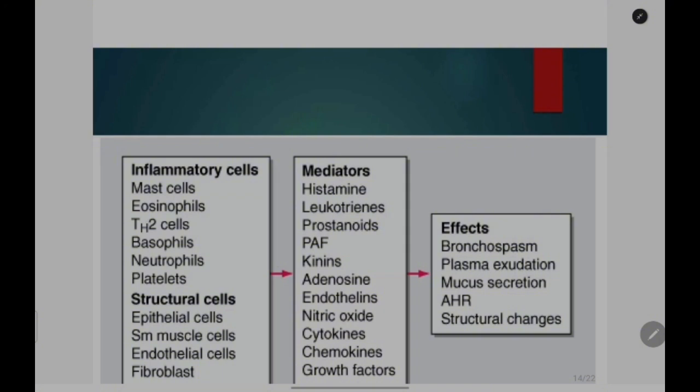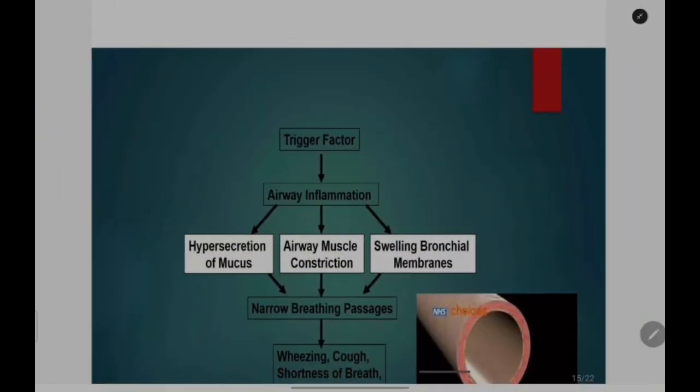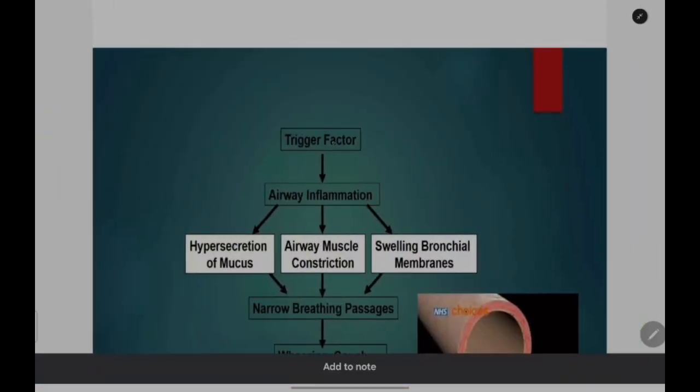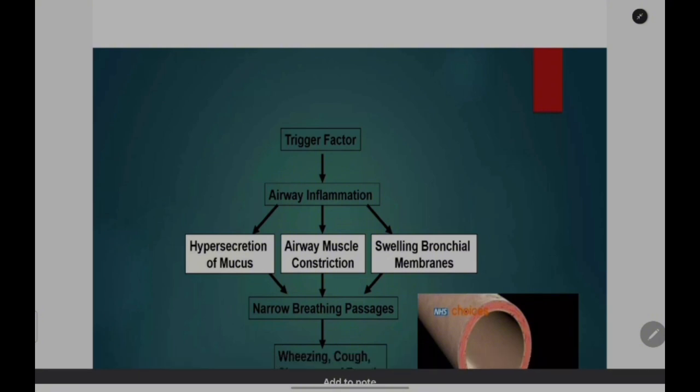These inflammatory cells, structural cells, and mediators cause the effects of bronchospasm, plasma exudation, mucus secretion, AHR, and structural changes. The trigger factor causes airway inflammation that leads to hypersecretion of mucus, airway muscle constriction, and swelling of bronchial membranes, and that leads to narrowing of breathing passages that causes wheezing, cough, and shortness of breath.